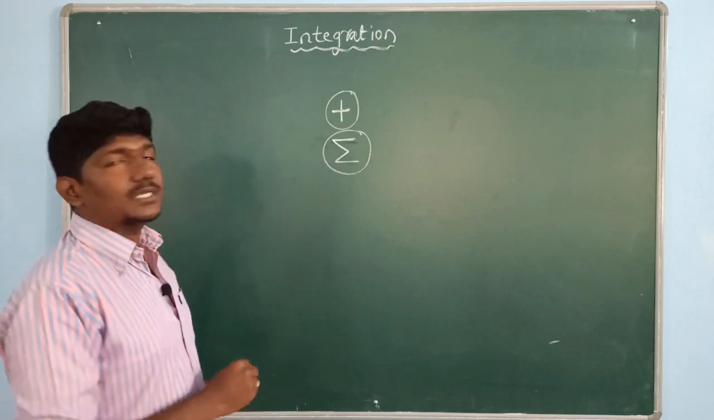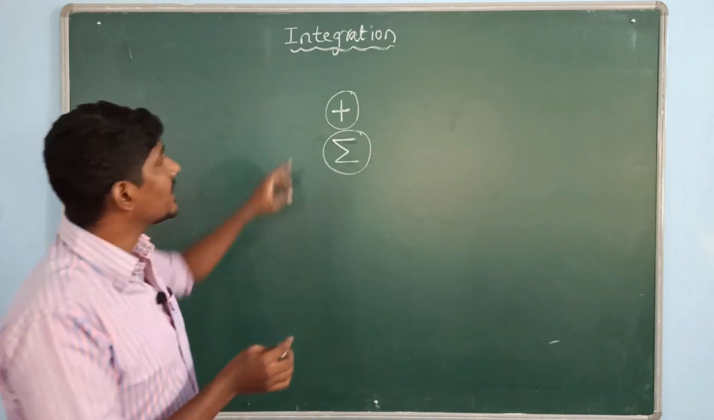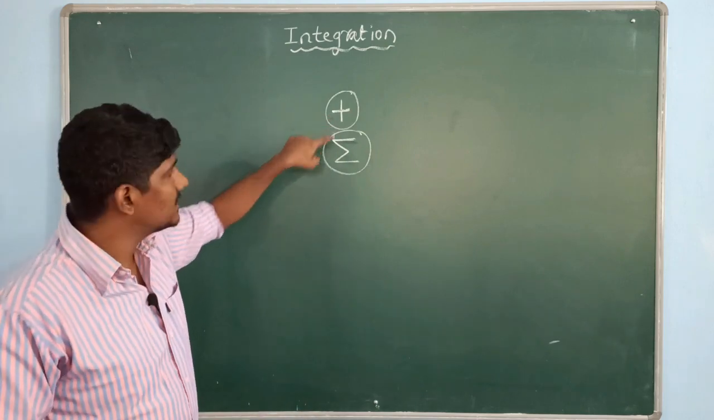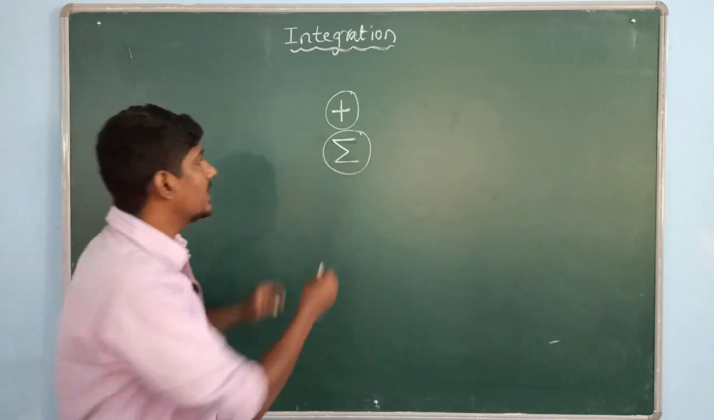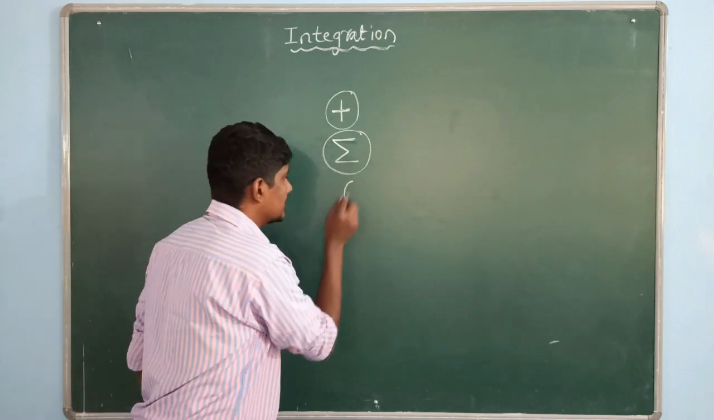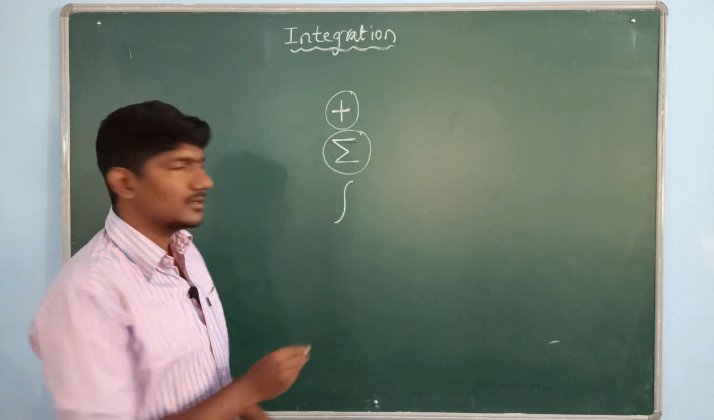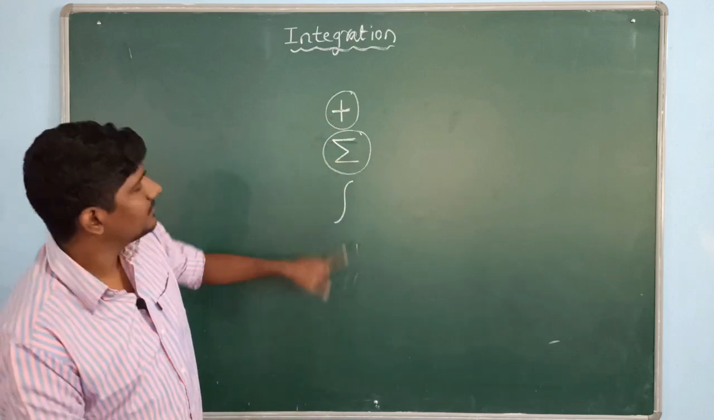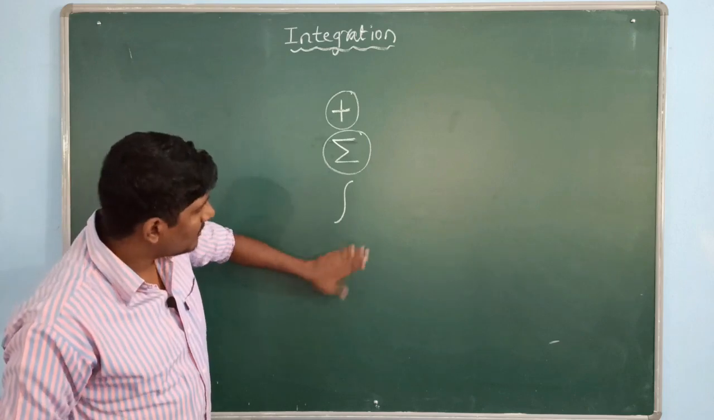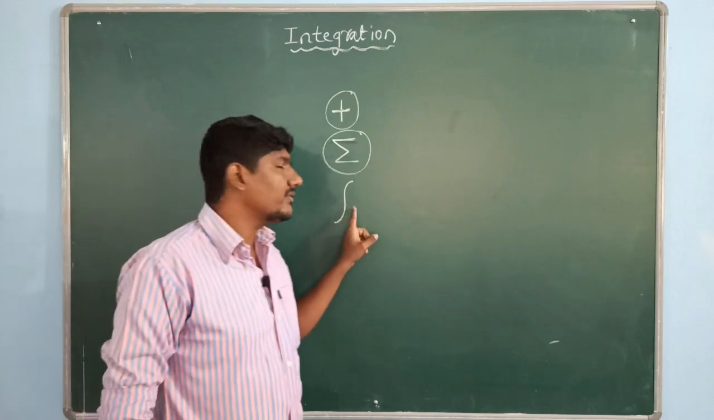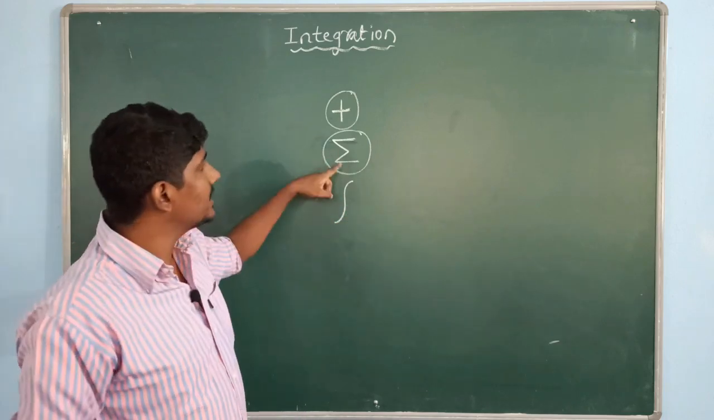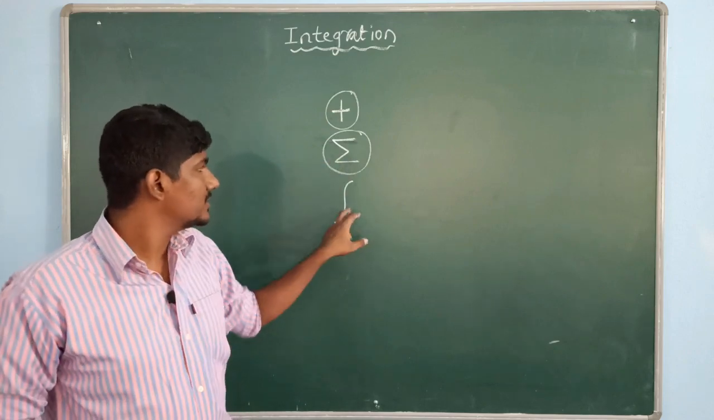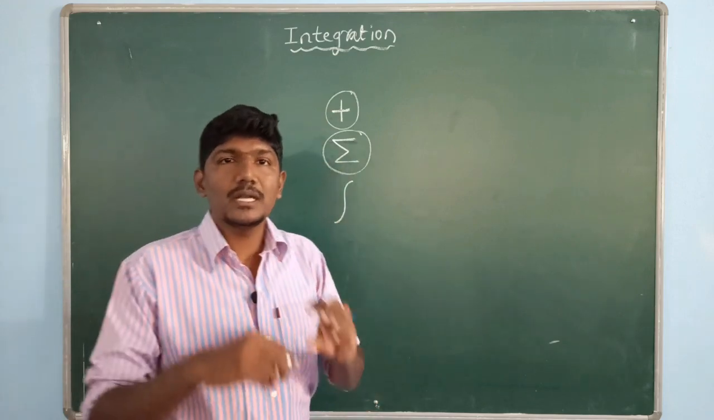Now next comes integration. What is the sign of integration? This is the sign of addition, this is the sign of summation. Integration is written like this, an extended S. We write S like this, and if you extend it, that becomes integration. Now what is the work? Why do we use integration if it is similar to addition or summation? This is a different tool, a little bit different.